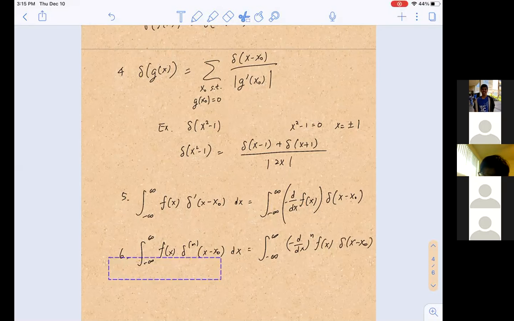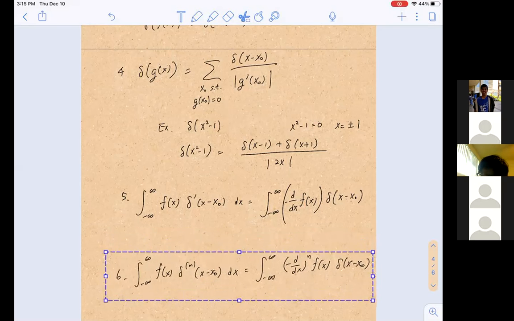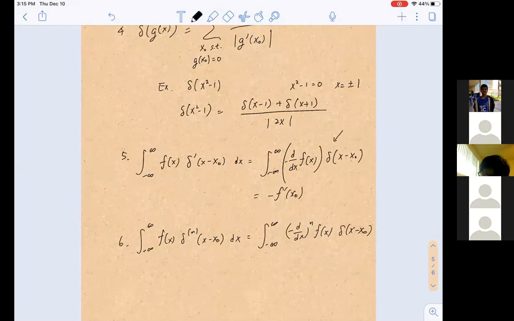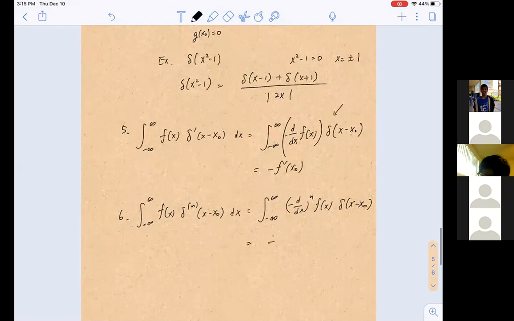Actually, this is not the most simplified thing I can write, right? So what is this integral? Well, this is just negative f prime evaluated at x0. And then similarly for 6, this is just negative 1 to the nth power, nth derivative of f evaluated at x0.